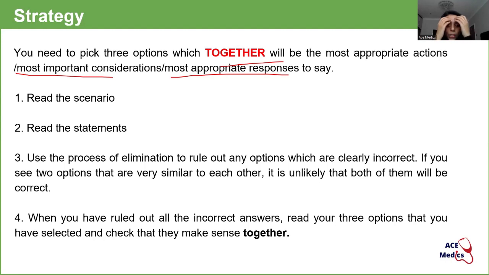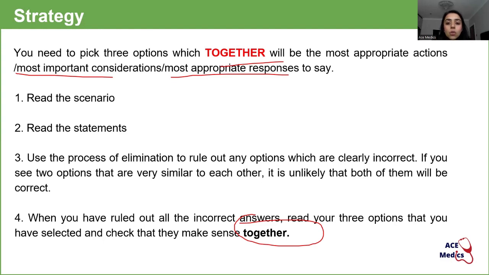When you have ruled out the incorrect answers, maybe you'll be left with just 4. Then you want to pick out the top 3 that you've selected and see, do these make sense together? I'm emphasizing this because you cannot pick 2 options which are contradictory to each other, or which mean that in doing one you can't do the other.